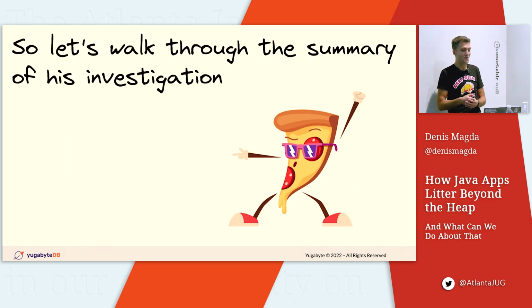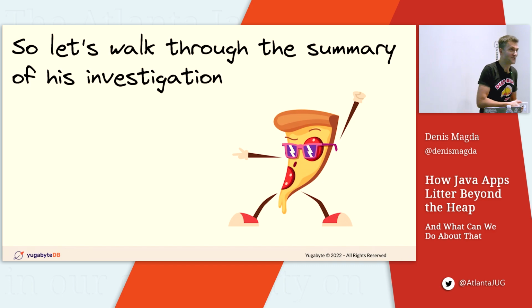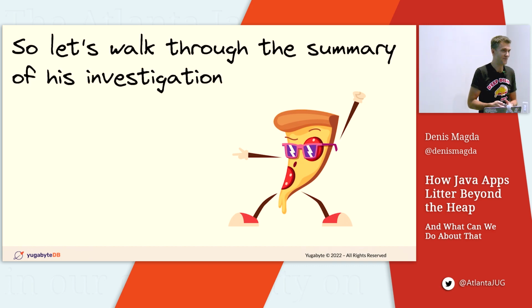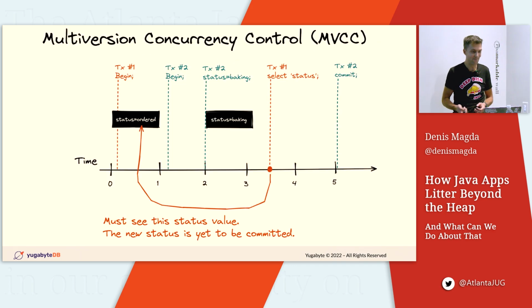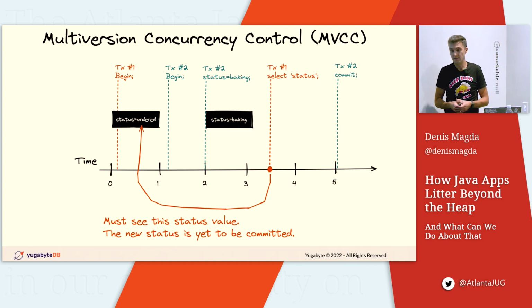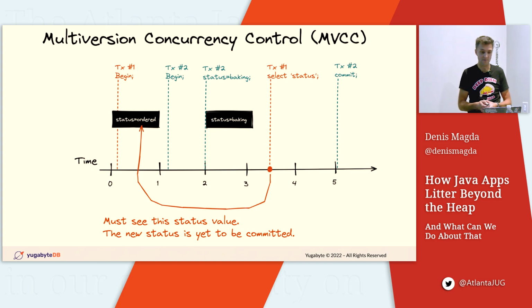So right now, let's walk through the summary of Java Joe's investigation, because he's a principal architect, and he is always looking for answers for different situations, such as this one. When he started looking at Postgres, because Postgres was the first database, he again reminded himself about multi-version concurrency control.